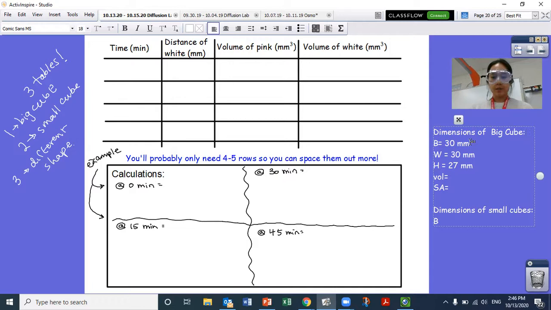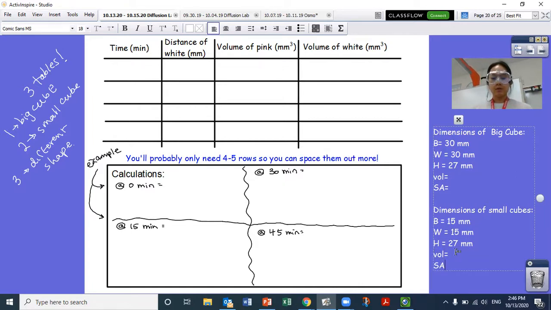So our base is going to be 15 millimeters. Our width is going to be 15 millimeters. And our height is going to remain the same because we didn't cut it into 8 cubes, right? We only cut it into 4 cubes. So our height is going to be 27 millimeters still. And so your volume should be the same because the volume is still the same total of adding all 4 of these cubes up together.